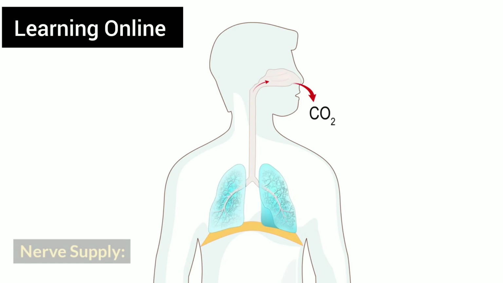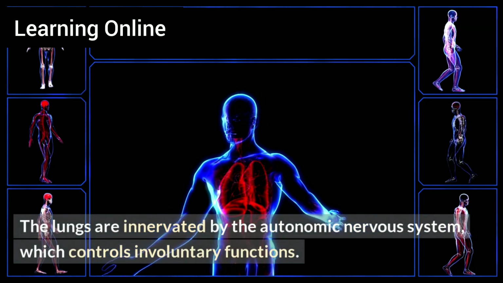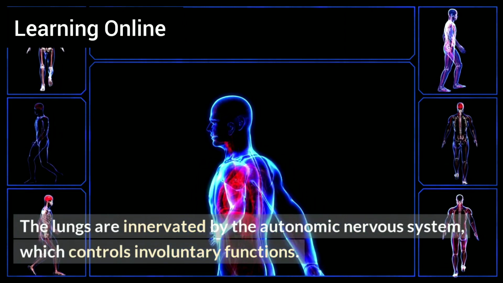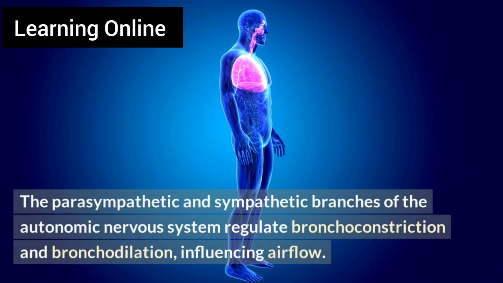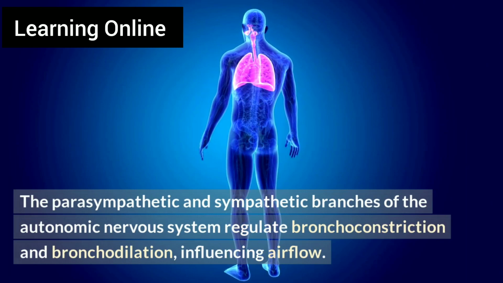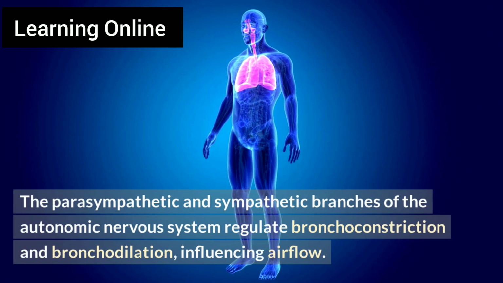Nerve supply. The lungs are innervated by the autonomic nervous system, which controls involuntary functions. The parasympathetic and sympathetic branches of the autonomic nervous system regulate bronchoconstriction and bronchodilation, influencing airflow.